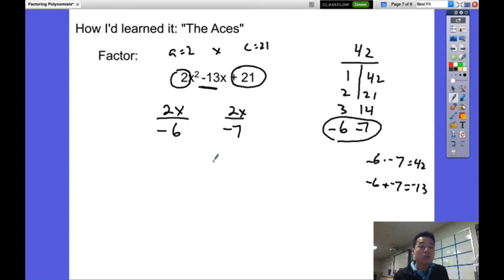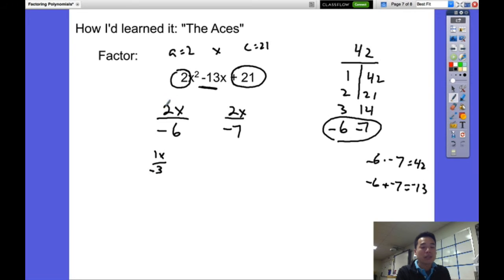And then from here, I am quickly just going to simplify it. I got 2x over negative 6 becomes 1x over negative 3. 2x over negative 7, that's as simple as it gets. Now this is the fun part. Sorry about that, 1x over negative 3.